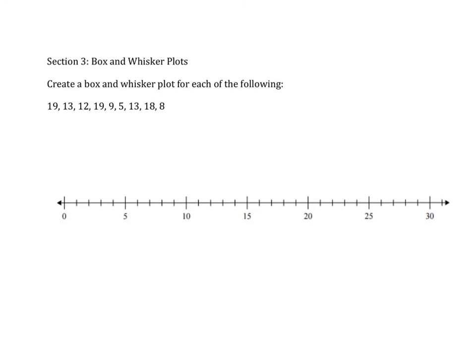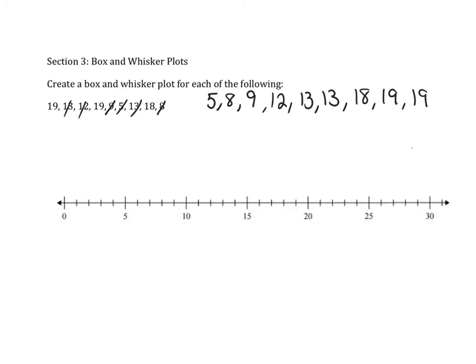Okay, now we're in section 3. We're going to create a box and whisker plot. So once again, we have to do our 5-number summary, and we have to put these in order from least to greatest. So I see that my smallest number is 5, and then I have an 8. I like to mark these out as I go. And then I have 9, and then we have a 12, and then we have 13, and we write both 13s. If there are 2 of them, write both of them. And then we have 18, a 19, and a 19.